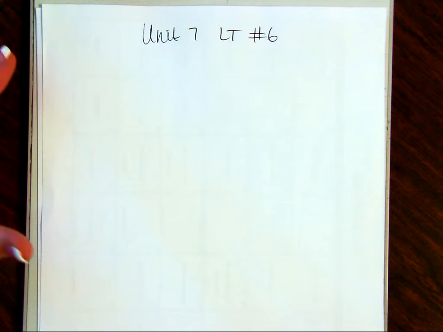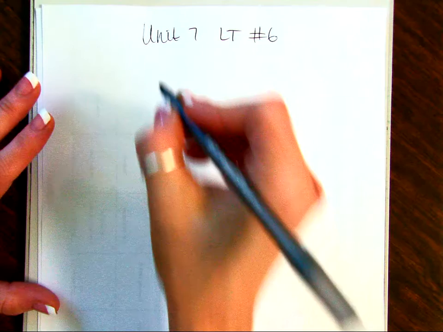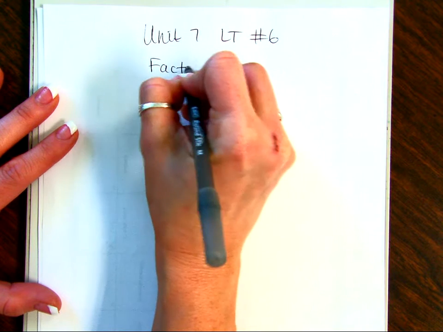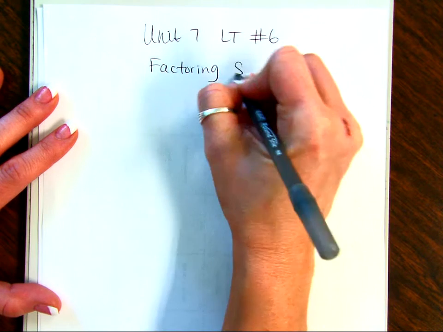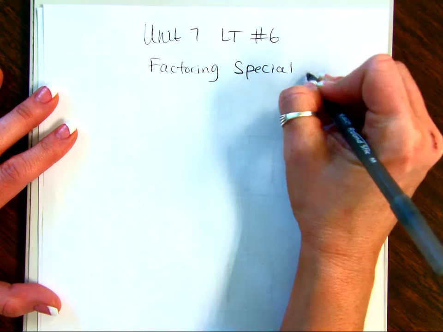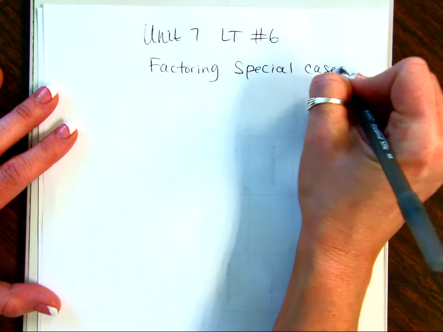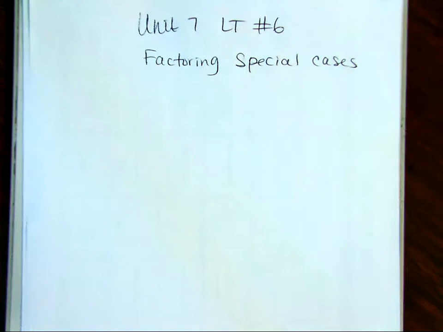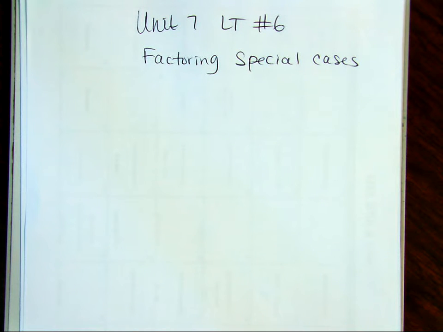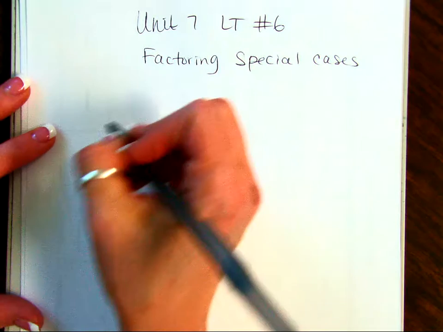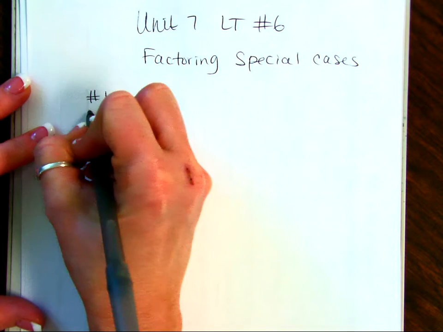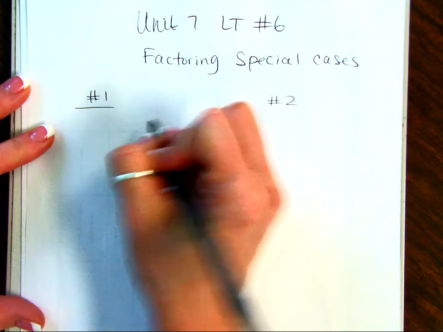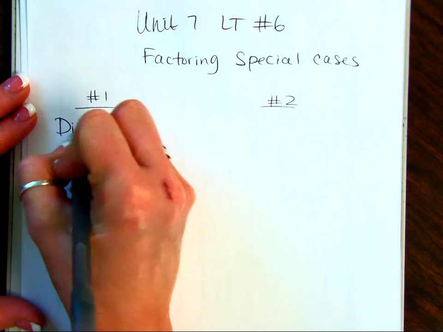All right, in order to be able to do this lesson, we are factoring special cases. So I want you to put factoring special products or special cases, okay? And if you remember back to when we learned how to multiply, we had multiplying special cases, right? So there are two special cases. The first one is called, do you remember, the difference of two squares?